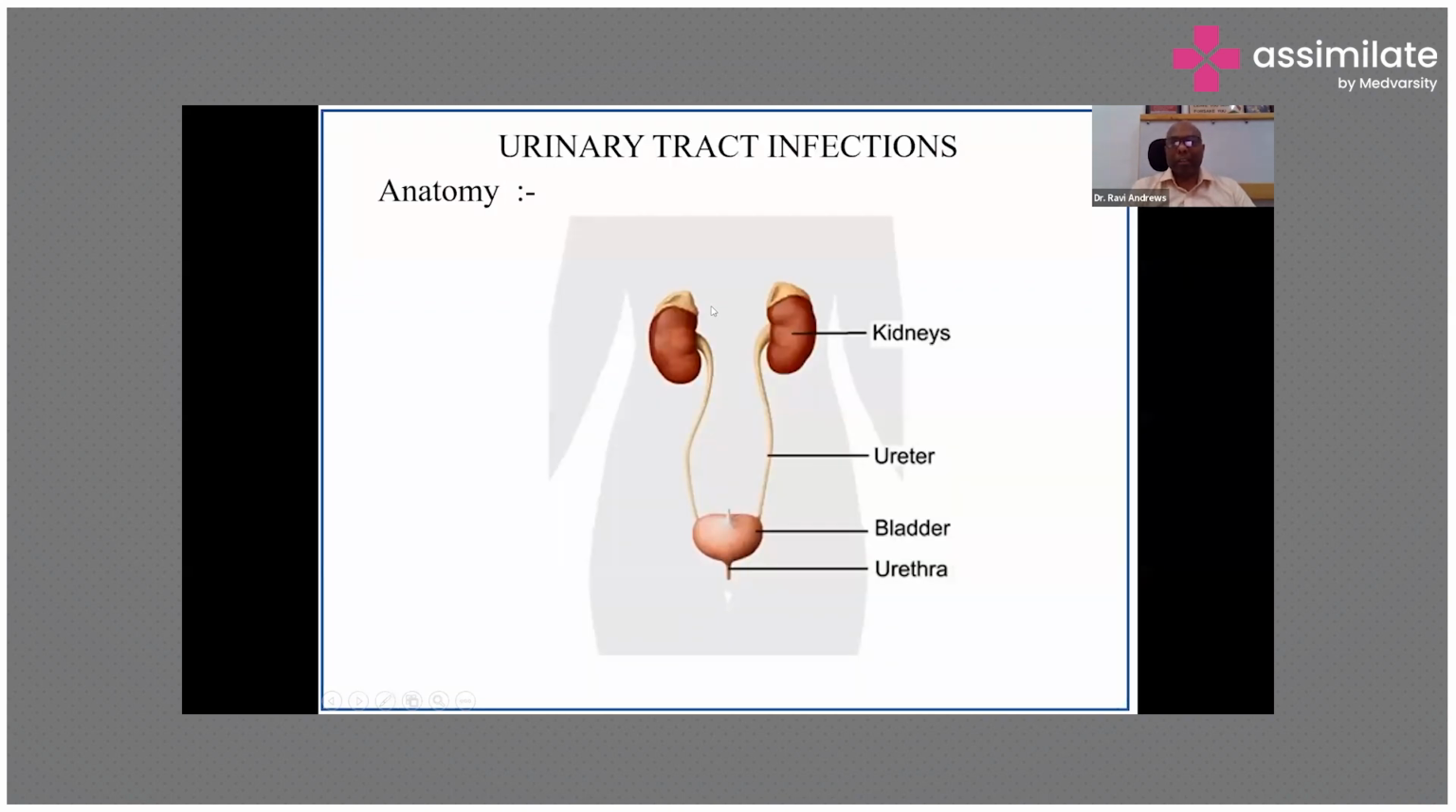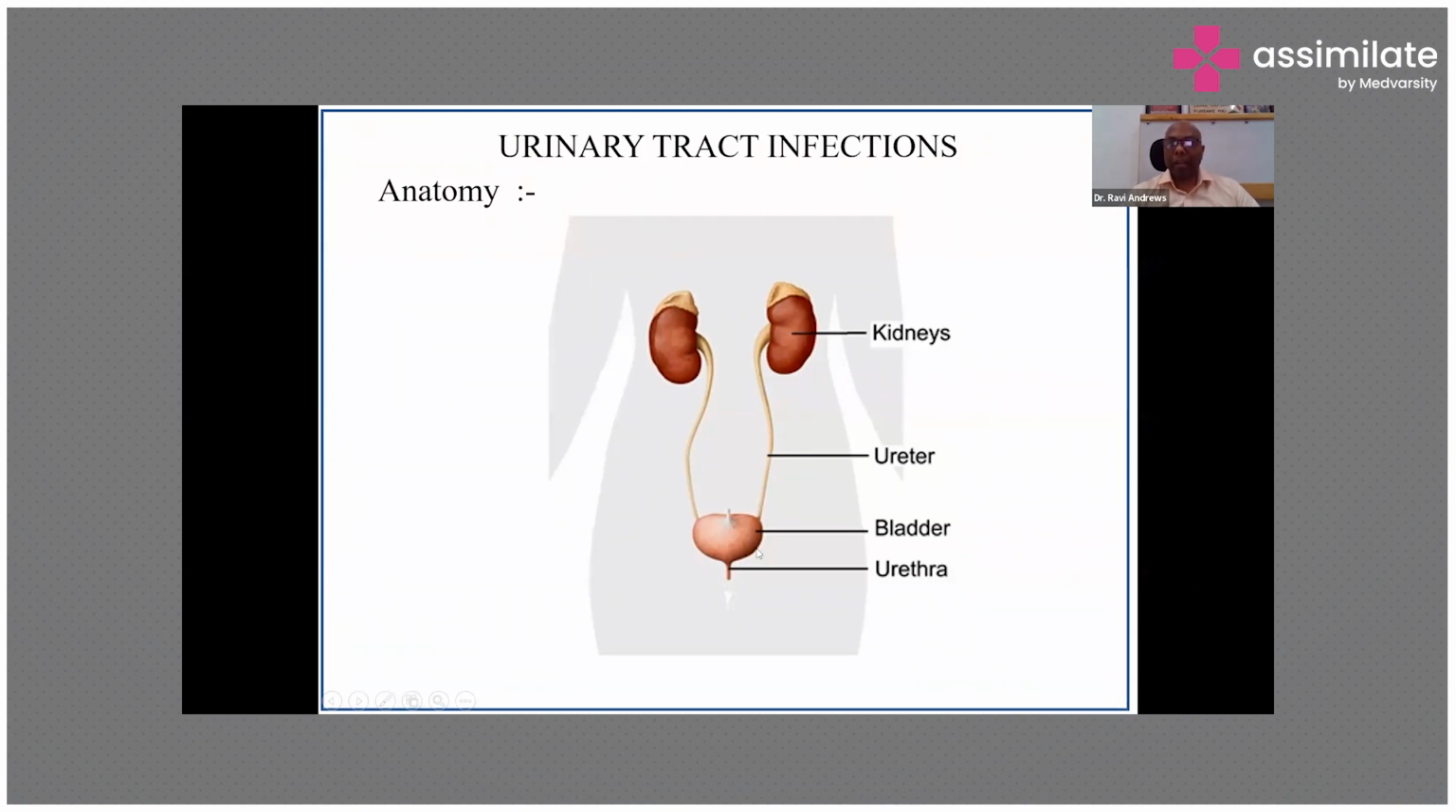Before we go any further, let's just look at the anatomy of the urinary tract, so we can understand what are the types of urinary tract infections that are there. As we can see here, this part from the bladder and below is considered the lower urinary tract, and that includes the urethra and the bladder. And anything above the bladder, including the kidneys and the ureter, is considered the upper urinary tract.